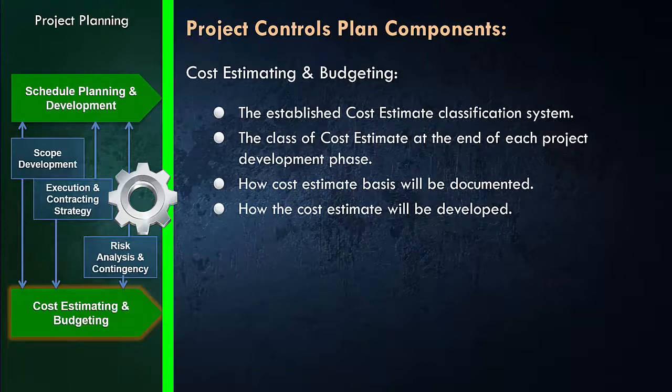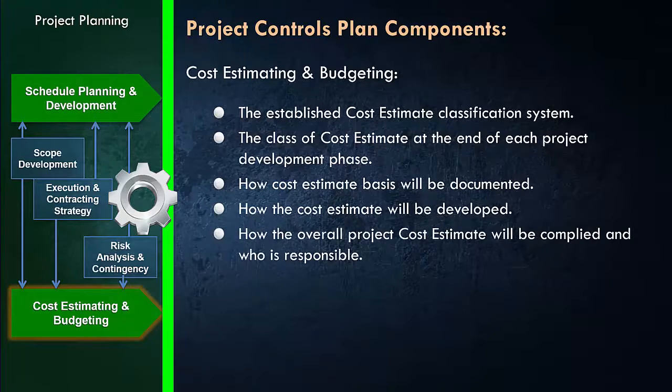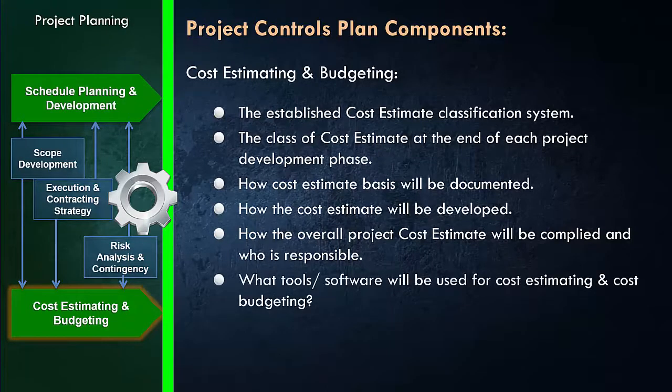The next point is how the overall project cost estimate will be compiled and who is responsible for compiling the cost estimate. Sometimes you are gathering the data from different sources, different parties. So who is going to do that? Is this the owner who is building the total cost estimate or the TIC cost estimate for the project? Or if you are the one who is responsible, you have to address how you are going to compile that information as well. And what tool and software you're going to use for cost estimating and cost budgeting.